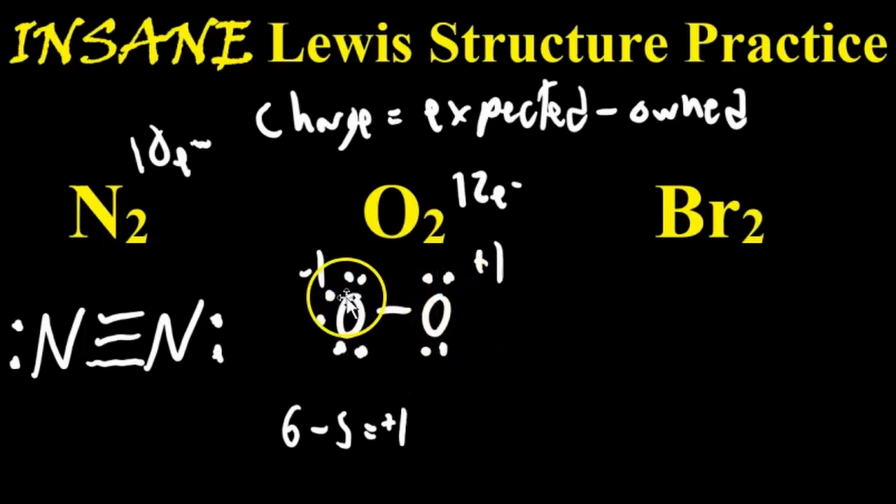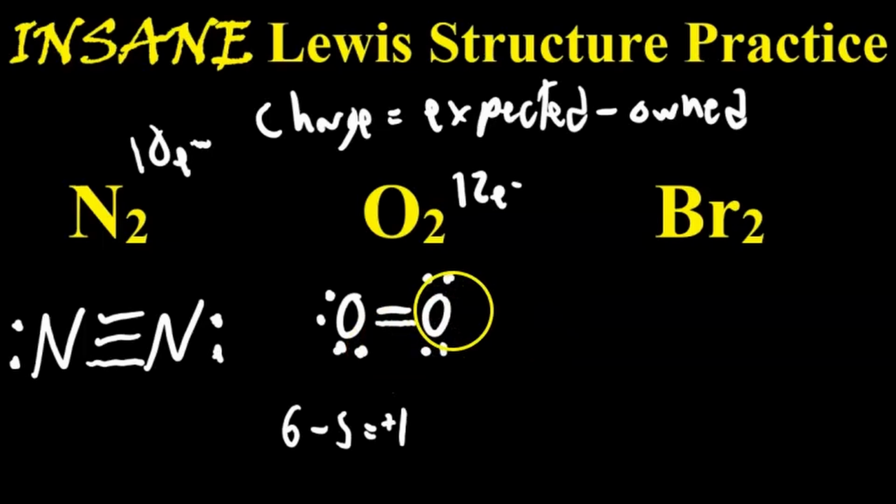It needs electrons. It's going to get the electrons from this one. So we'll take these 2 electrons and make a double bond. And when we do that, we recount what our charges might be. 1, 2, 3, 4, 5, 6. There's 6 owned electrons here. 1, 2, 3, 4, 5, 6. 6 owned electrons here. So the owned equals the expected, so there's no charge. So this is our Lewis structure.